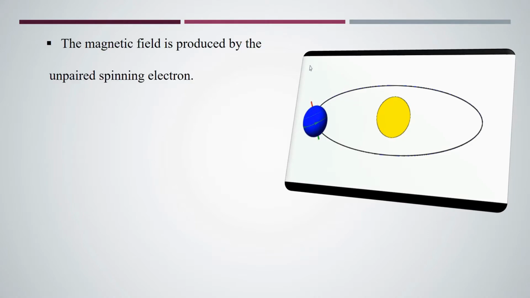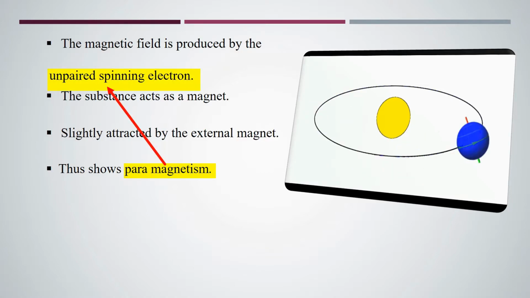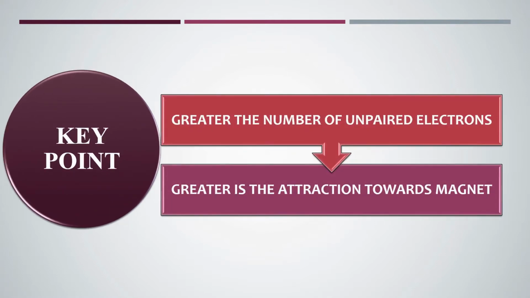Due to the magnetic field produced by the unpaired electron, the substance acts as a magnet and is attracted by the external magnetic field, thus behaving as paramagnetic. So paramagnetism is basically due to the unpaired electrons. The main point, or the key concept, is: greater the number of unpaired electrons, greater is the attraction towards the magnet.